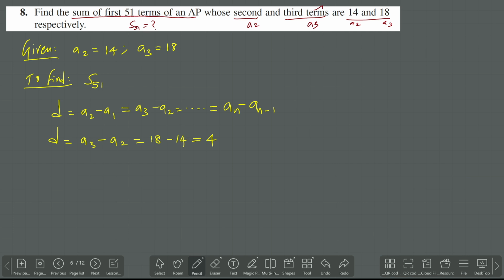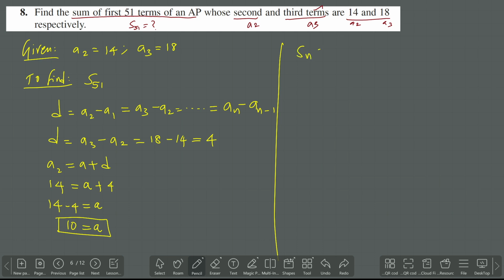Now take A2, in the sense A plus D. A2 value is 14, A value we don't know, but D value we know, 4. When 4 goes to the other side, 14 minus 4 equals A, then 10 equals A. So I have the A value and D value. Now we can go to whatever they asked to find. Am I right?